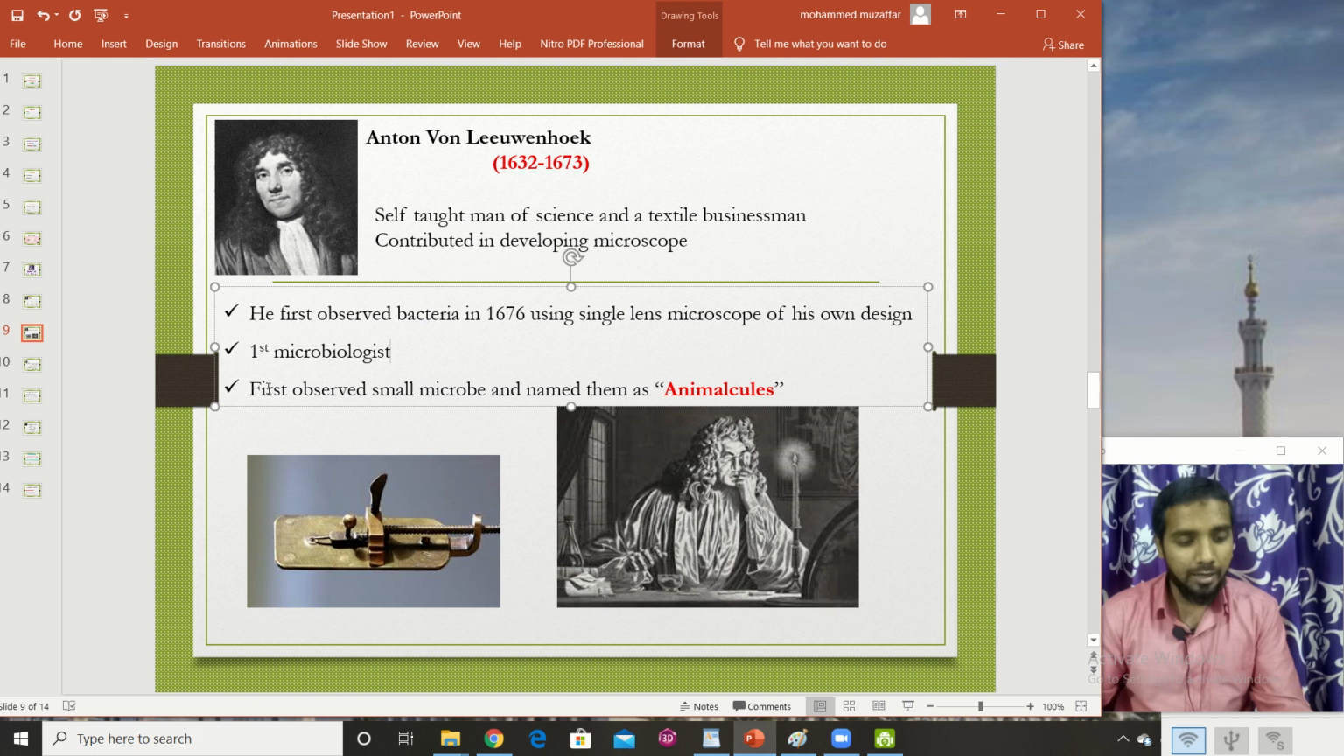microbiology. And when he first observed the small organisms which were moving from one place to another, he called them small animals which are able to move from one place to another. He gave another name in Dutch, which means animalcules in English. So he named those tiny animals animalcules.